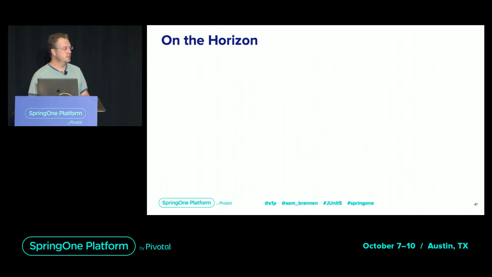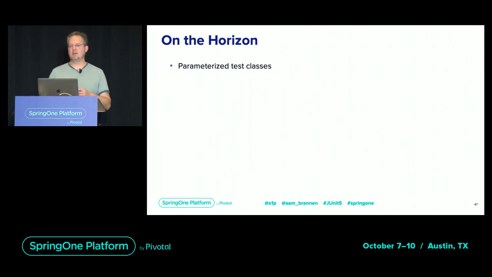So on the horizon, beyond 5.6, our backlog basically: we have parameterized tests now, but those are parameterized test methods. In JUnit 4, you always had parameterized test classes because you had the Parameterized runner. It was just a design decision to do it the test method way, very flexible. We have learned from the community that it's actually nice to be able to do it at the class level as well. So we're going to be adding that in addition to the method level.